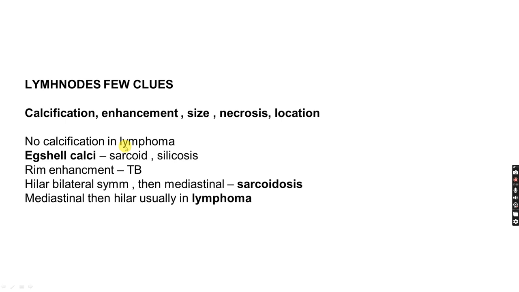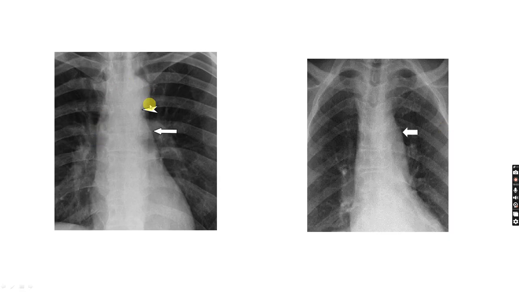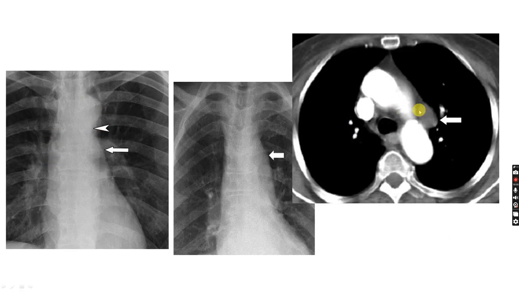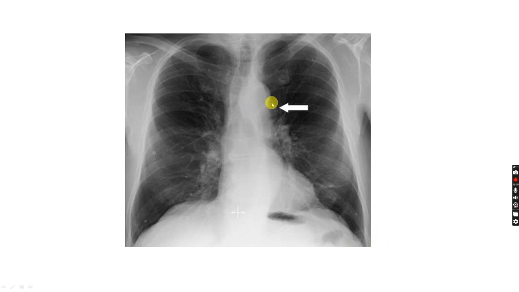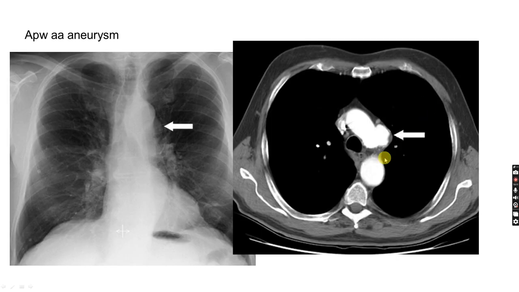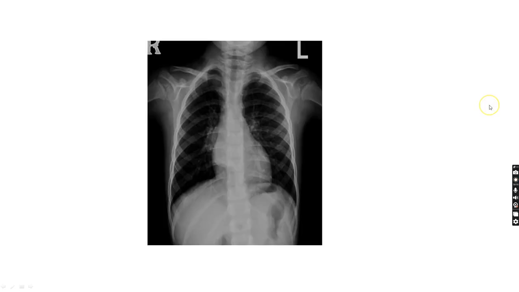Few important points. In untreated lymphoma, there won't be calcification. Egg-shell calcification will be there in sarcoid and silicosis. In TB, we know there will be central necrosis, so there will be rim enhancement. Sarcoidosis, we know, is bilateral, typical symmetrical hilar enlargement of lymph nodes, then the mediastinal group will be involved. And usually in lymphoma, mediastinal will be first, then hilar. Aortopulmonary window, convex here. On CT, there is a lymph node. Aortopulmonary window, convex here, but on CT it is showing an aneurysm.